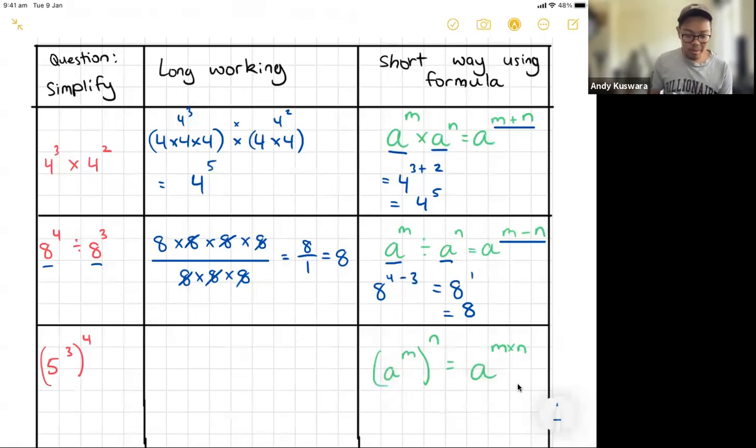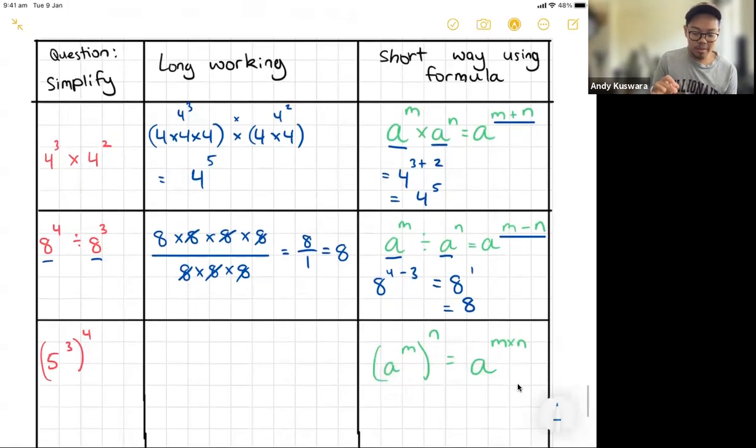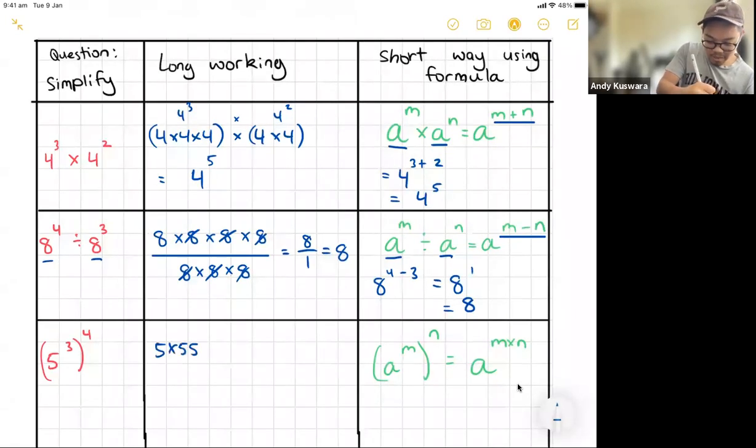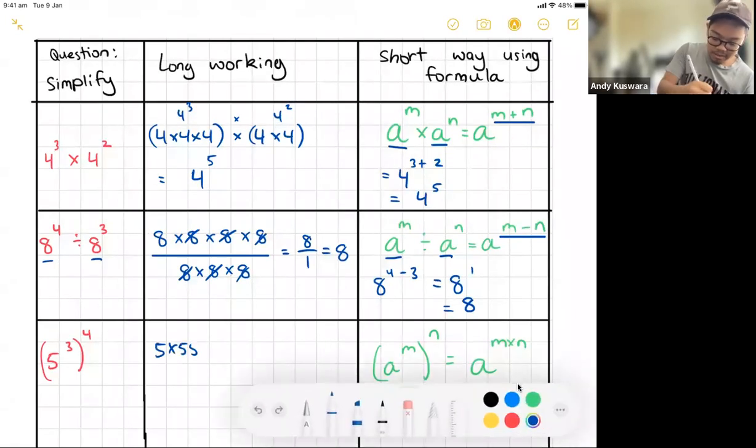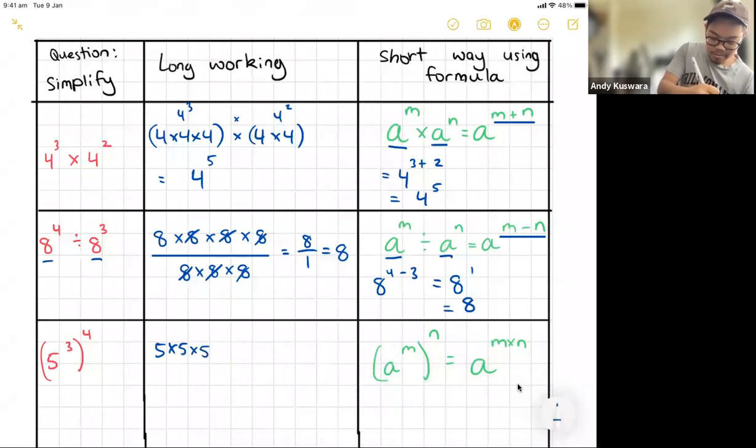Okay, now this is the one that I've been dreading. I'm going to need a lot of space to do this. 5 to the power of 3 and then raised to the power of 4. So that means I have 5 times 5 times 5. That's 5 to the power of 3. Now, if I raise it to the power of 4, that means I want 4 of these. Times 5 times 5 times 5.